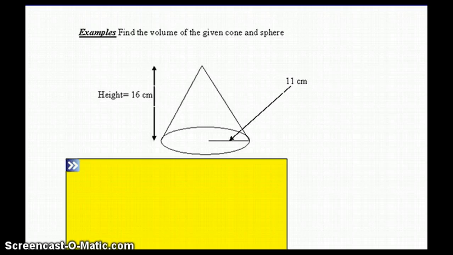I want you to use the formula that we found for the volume of a cone in order to find the volume of this cone. Pause the video and then press play to check your answer.